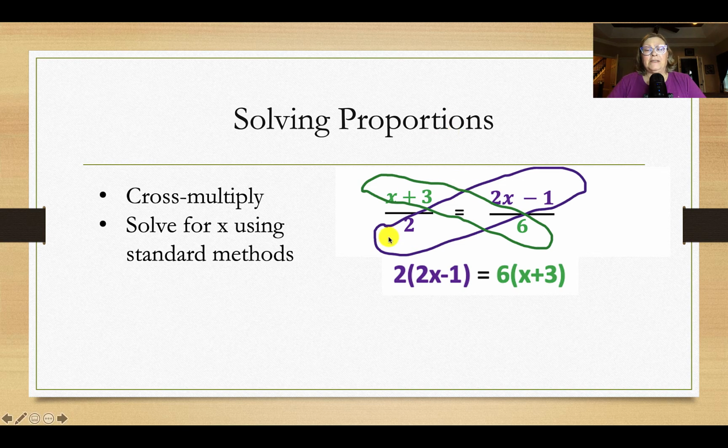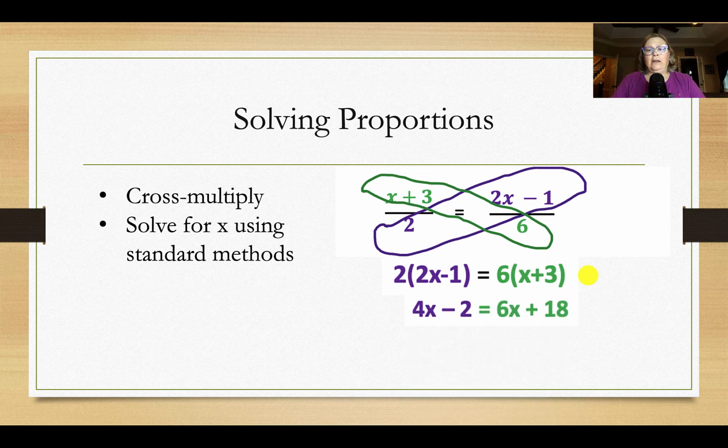So the first step is to actually do that cross multiply. Very important again to use parentheses. So 2 is going to end up being times the entire numerator of the fraction on the right. So it's 2 times (2x minus 1). And then the other side becomes 6 times (x plus 3). Then we can use our standard methods: distribute, simplify, move so variables are on one side, constants on the other, and then use inverses to solve.